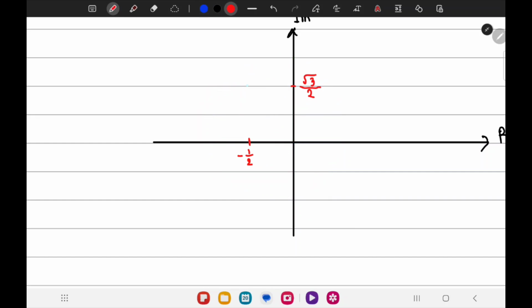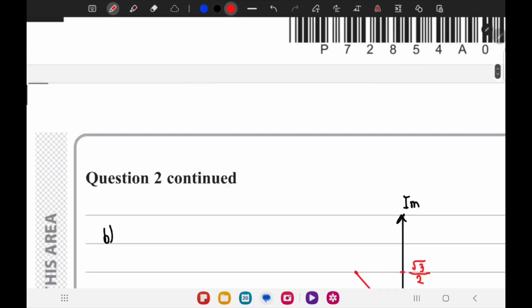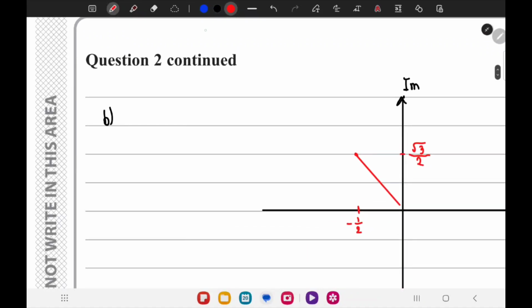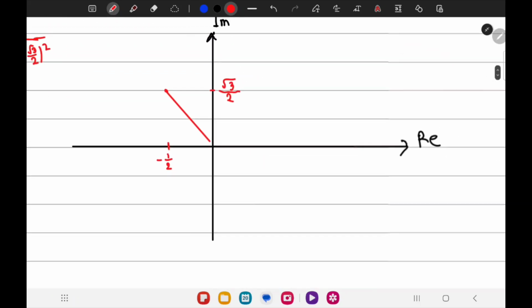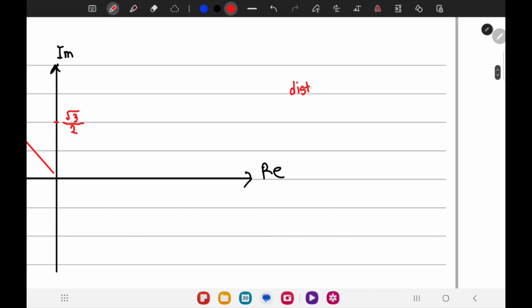So to do that, I know the center. I'll find the distance from the center to the origin. So this distance over here is the square root of (-1/2) squared plus (√3/2) squared. This value will be 1, which is equal to the radius. Now if the distance is equal to the radius, then the circle cuts the origin.